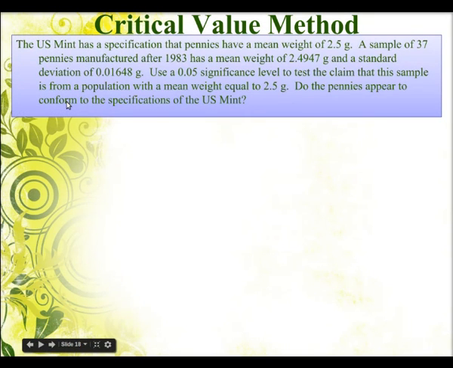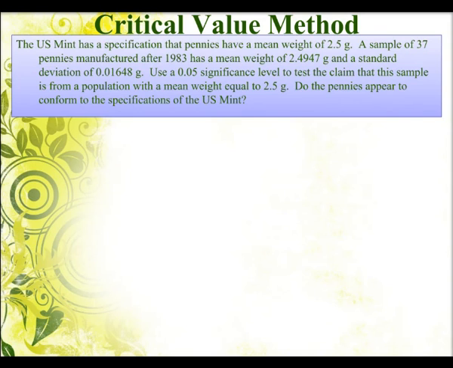The US Mint has a specification that pennies have a mean weight of 2.5 grams. A sample of 37 pennies manufactured after 1983, when they changed the metal makeup of coins, has a mean weight of 2.4947 grams and a standard deviation of 0.01648 grams.